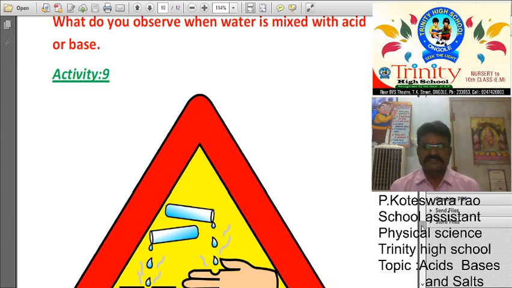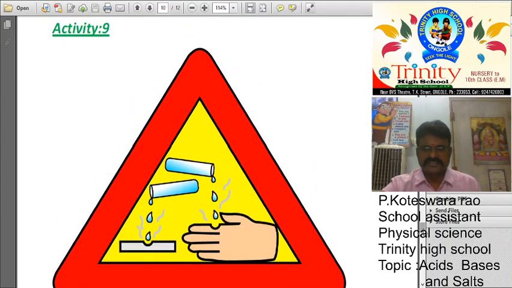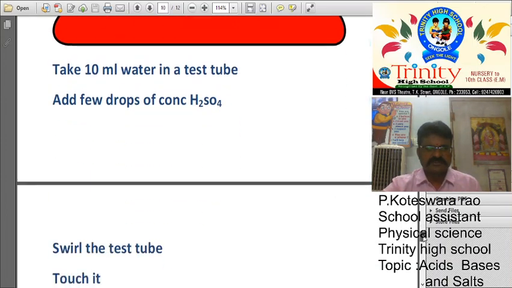In laboratories, commonly we are using water and acids, frequently adding one with another. What happens if you add water mixed with acid or base? Is it safe or not? Do you observe this diagram? This is one of the signals.